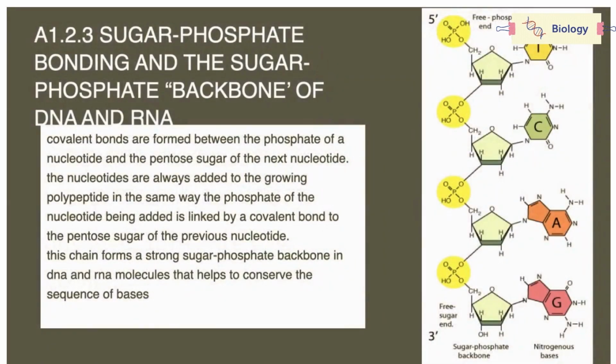Now, the sugar-phosphate bonding and the sugar-phosphate backbone of DNA and RNA. As we said, covalent bonds are formed between the phosphate of a nucleotide and the pentose sugar of the next nucleotide. The nucleotides are always added to the growing polynucleotide in the same way: the phosphate of the nucleotide being added is linked by a covalent bond to the pentose sugar of the previous nucleotide. This chain forms a strong sugar-phosphate backbone in DNA and RNA molecules that helps to conserve the sequence of bases.